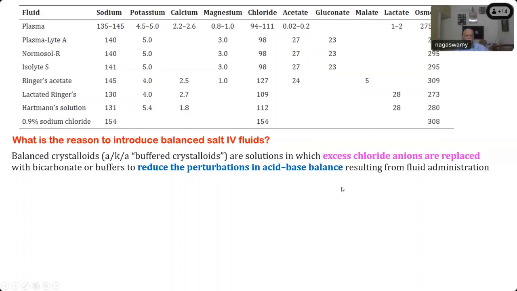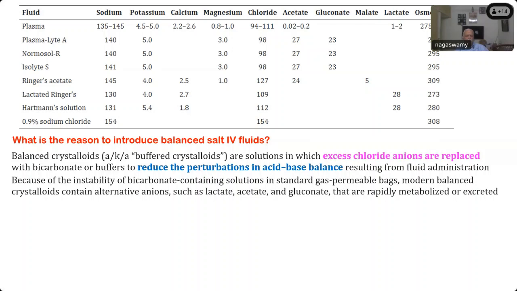So that is the reason why they have come out with so-called buffered crystalloids. Earlier it was bicarbonate-containing solutions, but because they are not stable on the shelf, the shelf life is very low. So they were replaced with anions like lactate, acetate, and gluconate, which are metabolized and excreted. So they don't cause any unnecessary reactions.